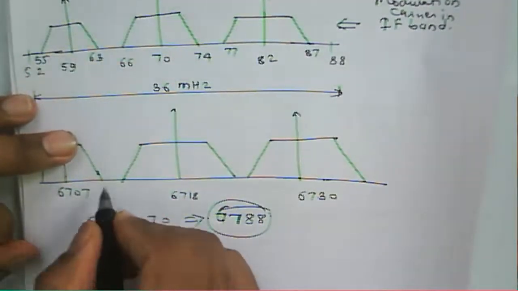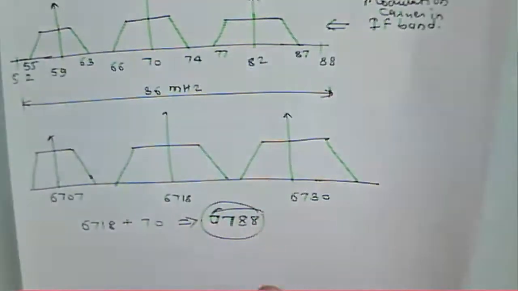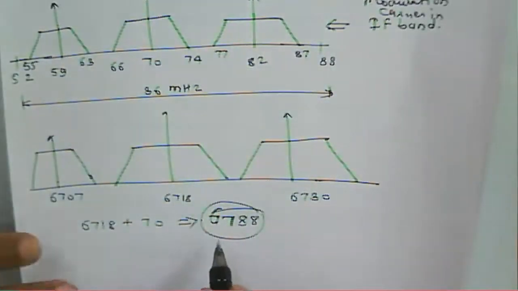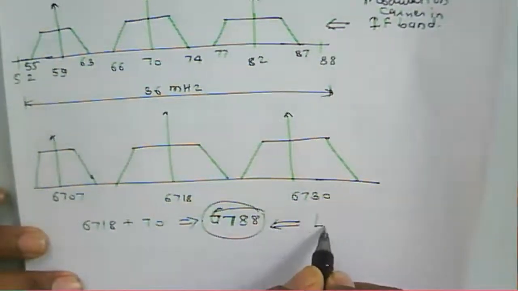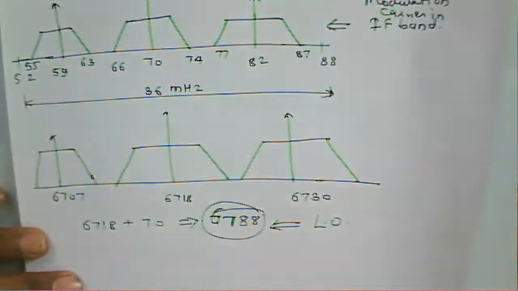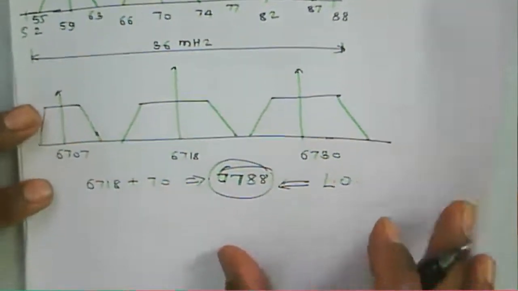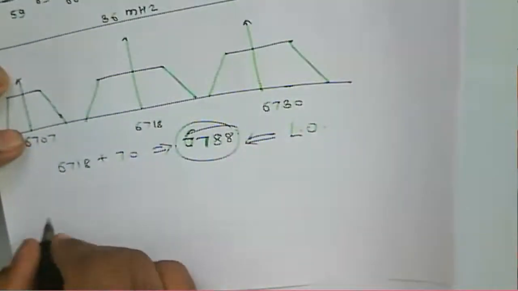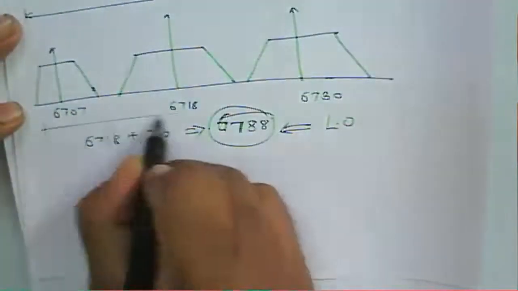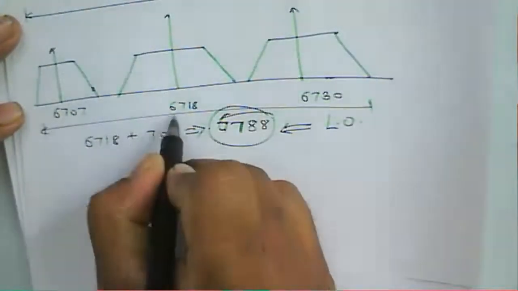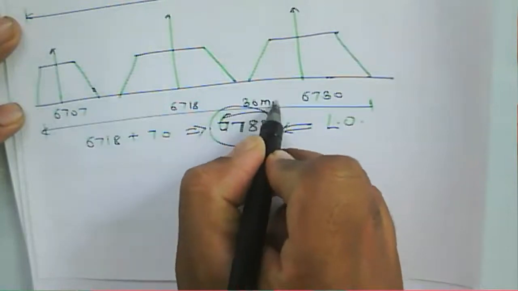So here the uplink frequency signal is supposed to be 6788, means this is about a local oscillator frequency, and for that local oscillator frequency we use a crystal to obtain it. Now what will be the circuit here for this 36 megahertz of band? This is about a 36, total band is about 36 megahertz.